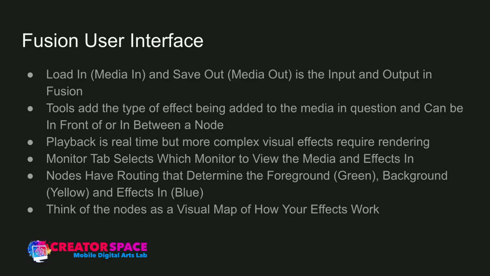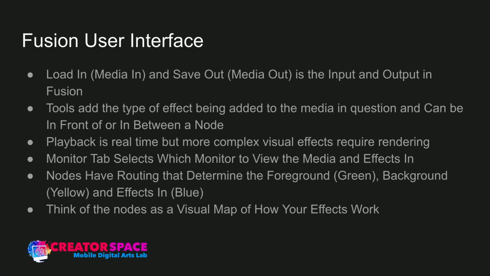So there's our background, and we have our foreground with the green screen. The green is removed, and then that foreground goes on the background. That's really the cool thing with routing our nodes and figuring out what is the foreground and what is the background. Then we also have effects, and those are in the blue tab, or there are arrows.